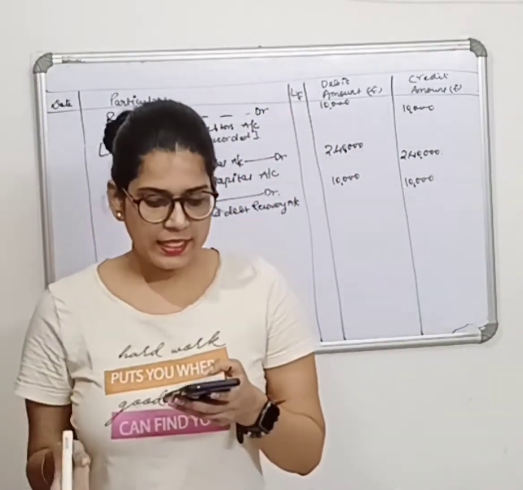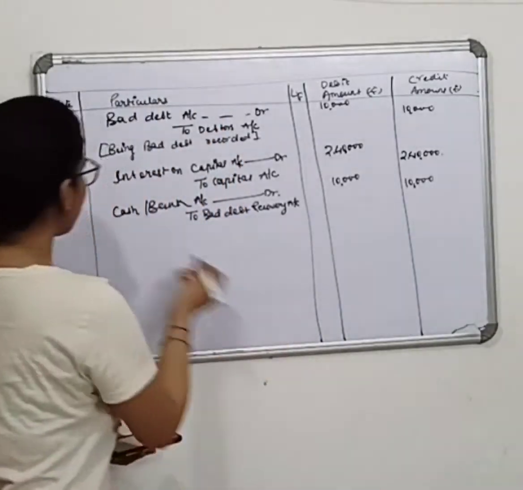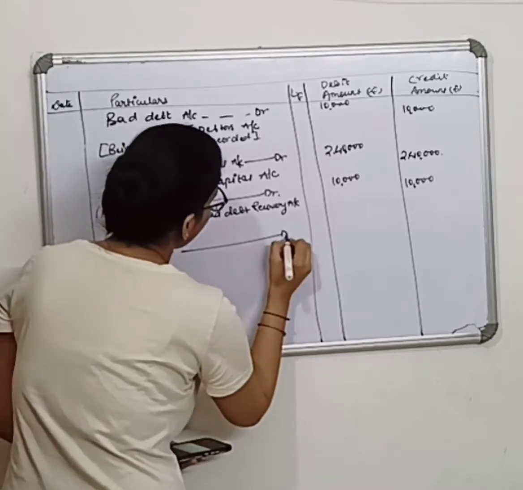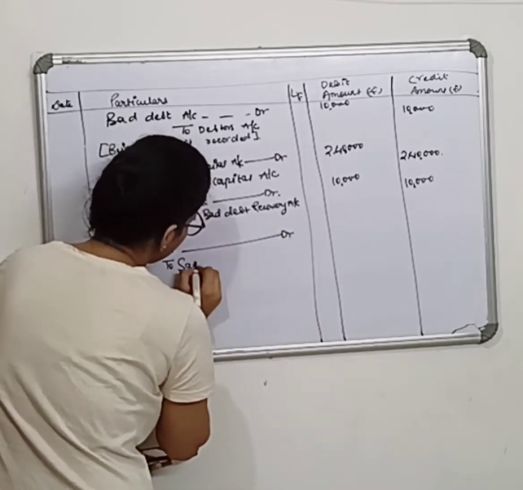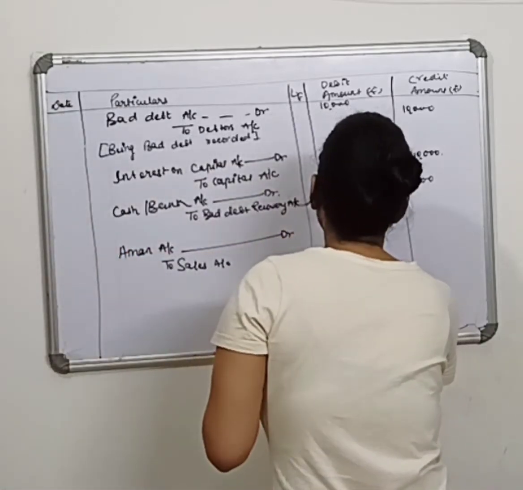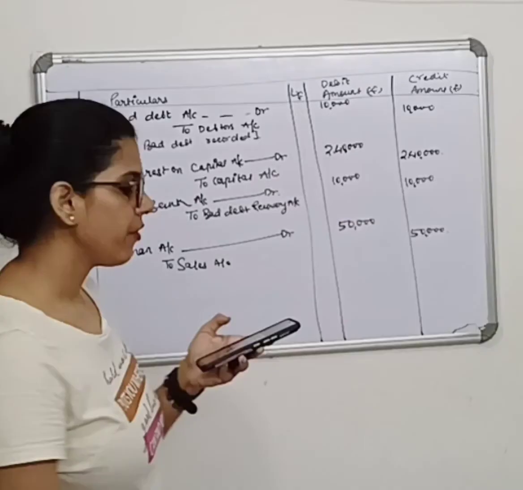Next entry is sold goods to Aman. This we have covered in the last class. Very basic entry: Aman account debit to sales account, rupees 50,000. I am not narrating the transactions because I know that you will be able to just copy and paste from the question. So I'm not writing it over and over again, but you will have to write it in every journal entry.